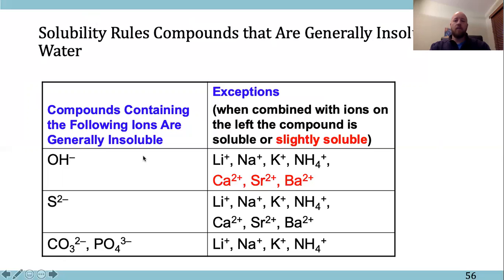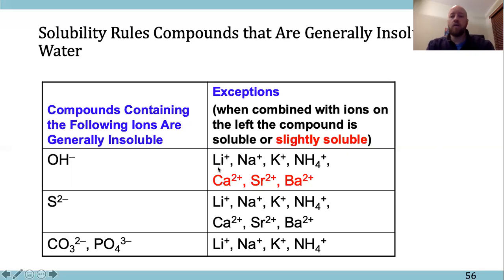All right, so then we have the generally insoluble compounds, things like hydroxide, sulfide, carbonate, and phosphate. These are generally going to be insoluble, so they're going to want to form solids. If they're there, they are more likely to be a solid rather than being soluble. Now again, here they have exceptions, and with the exceptions, they are soluble.